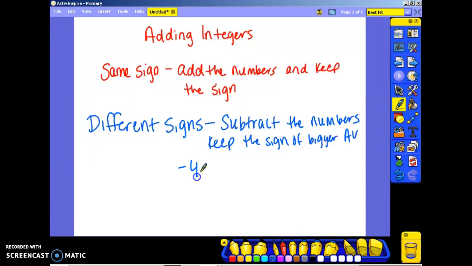Try negative 48 plus 32. My signs are different, so I'm subtracting. When you're doing this, always make sure that you take the number with the bigger absolute value. That's the number that goes on top. 8 minus 2 is 6. 4 minus 3 is 1. 48 is the bigger number and it's negative. So my answer is negative 16.